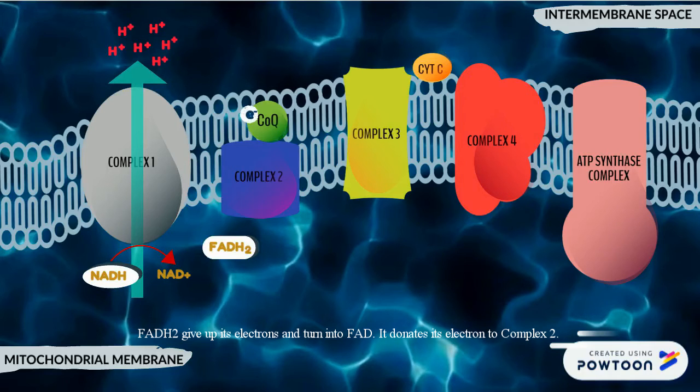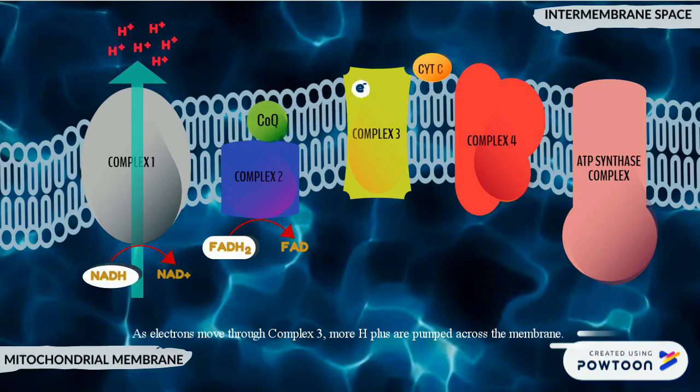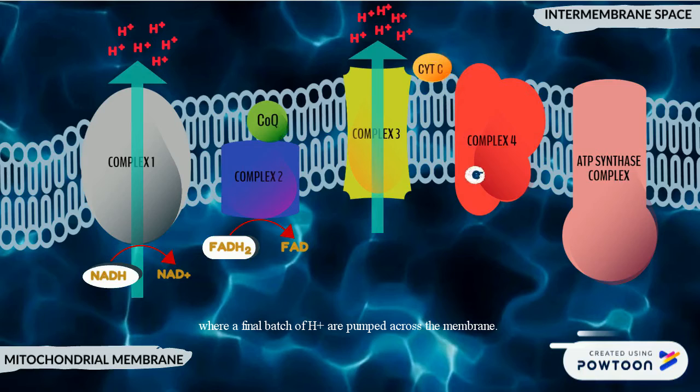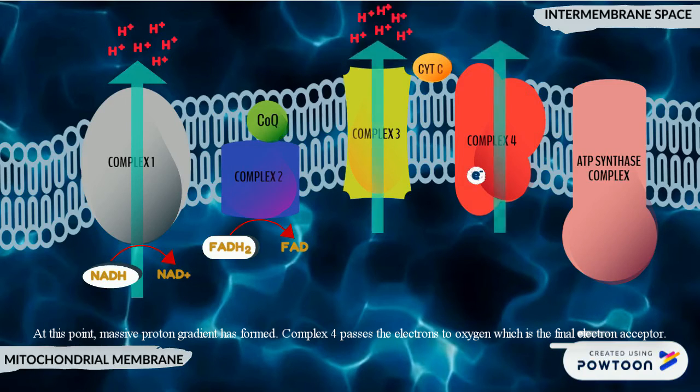FADH2 gives up its electrons and turns into FAD. It donates its electrons to complex 2. Then, electrons from complex 2 are passed into coenzyme Q. Coenzyme Q is reduced and passes the electrons to complex 3. As electrons move through complex 3, more H+ are pumped across the membrane. Complex 3 is reduced and passes the electrons to cytochrome C. Then, cytochrome C is reduced and passes the electrons to complex 4, where a final batch of H+ are pumped across the membrane. At this point, a massive proton gradient has formed.